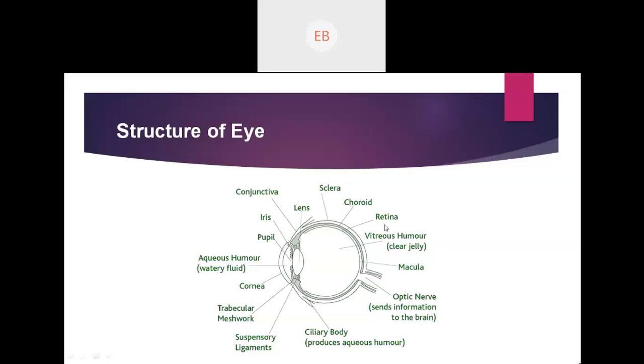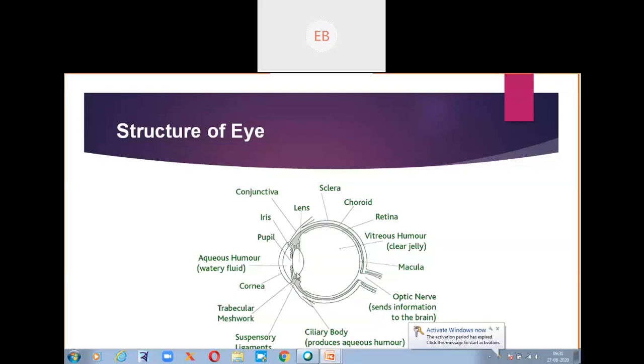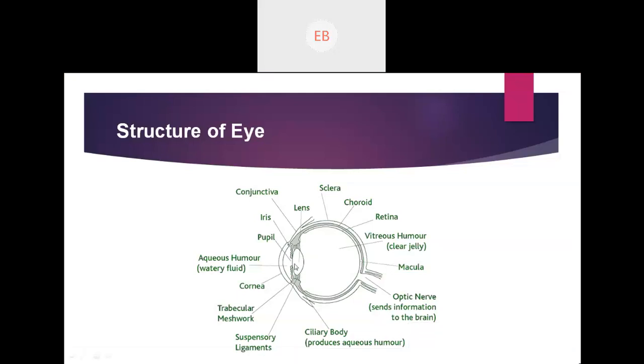Then the retina. The retina is rich with cones and rods, which are light receptors. They perceive light from the surrounding environment. What do the cones do? The cones number about 6 to 7 million. They are primarily located in the center of the retina, in a region known as the fovea, F-O-V-E-A.